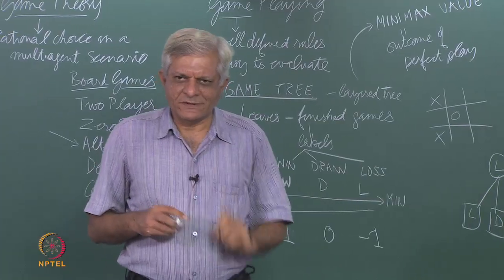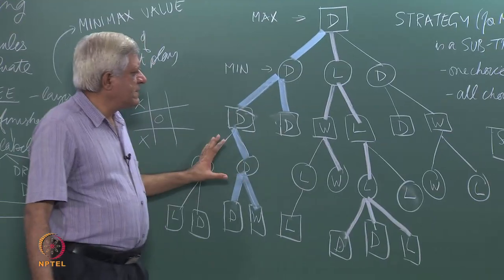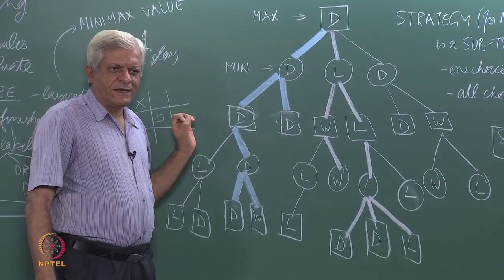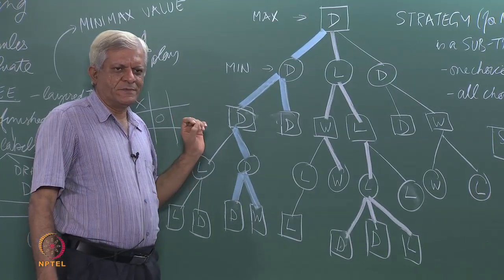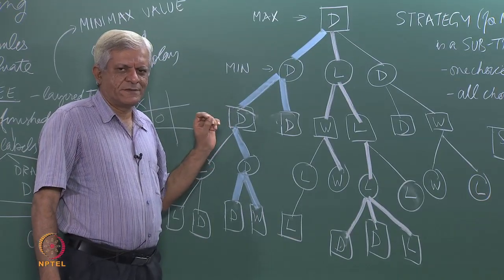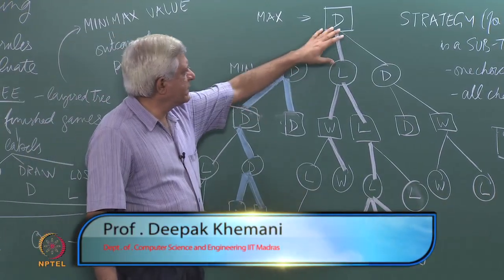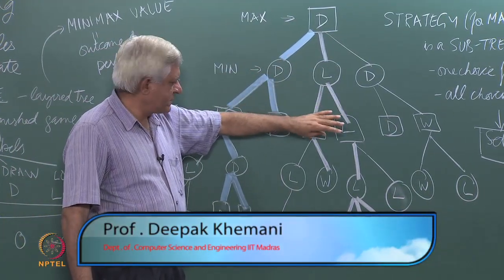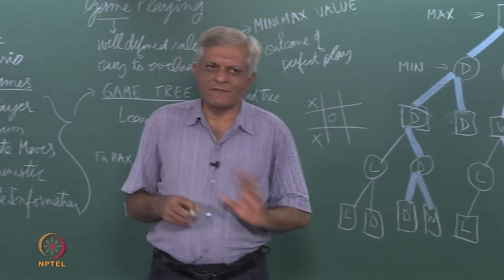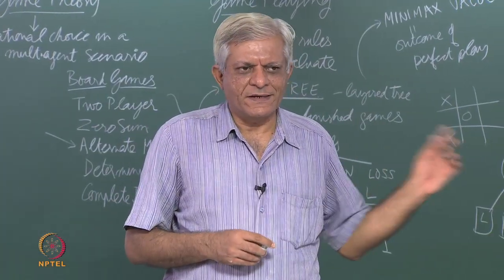So, I will leave you with this question here. Can we think of this as an AND OR tree, and can we use the AO star algorithm to find an optimal strategy? Because you can see that this is like an OR choice and this is like an AND choice. This is like an OR choice and this is like an AND choice. So, can we think of it as an AND OR tree, and can we use the AO star algorithm? I will stop here, and in the next class we will take it up from here.